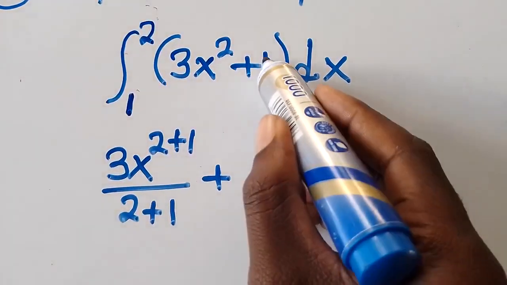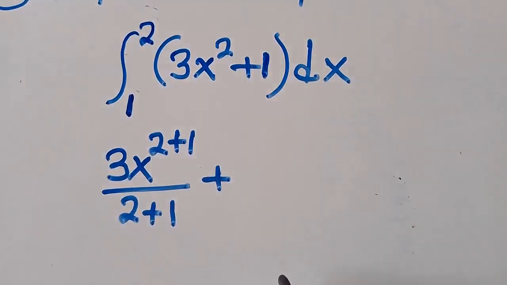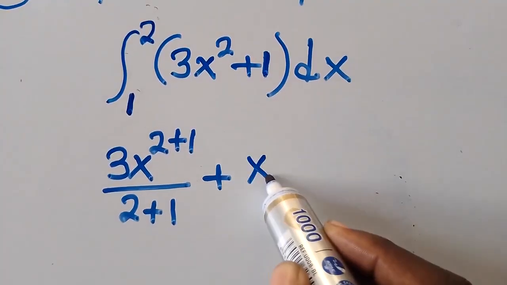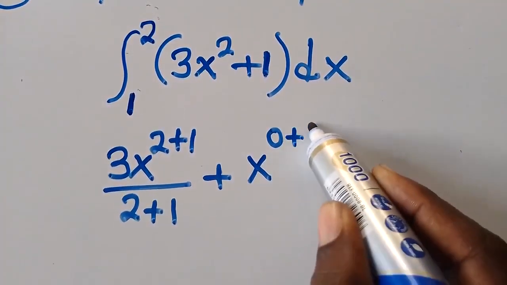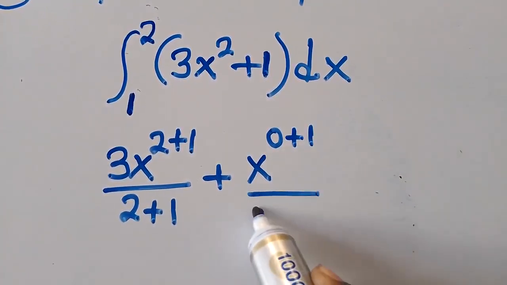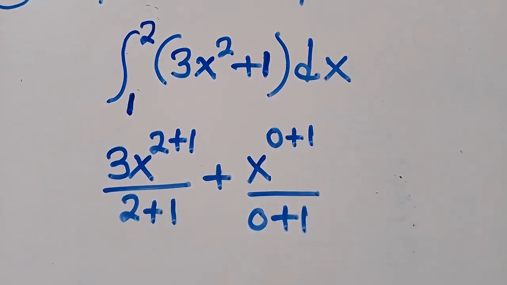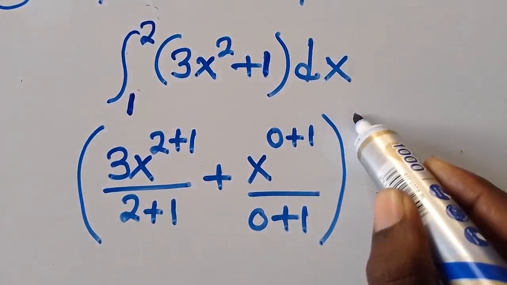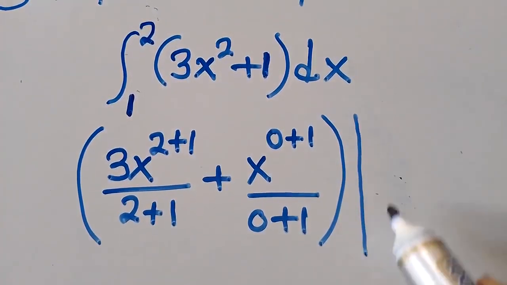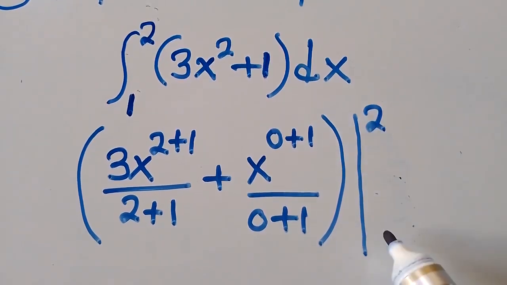Then x, this one is just a 1. I told you what it means. It's just the same as x to the power what? Power 0. So you say plus 1. Then you say over 0 plus 1 like this. Then you put this in brackets like this. Then the limits will come this side. So a 2 will be there. Then a 1 will come here.